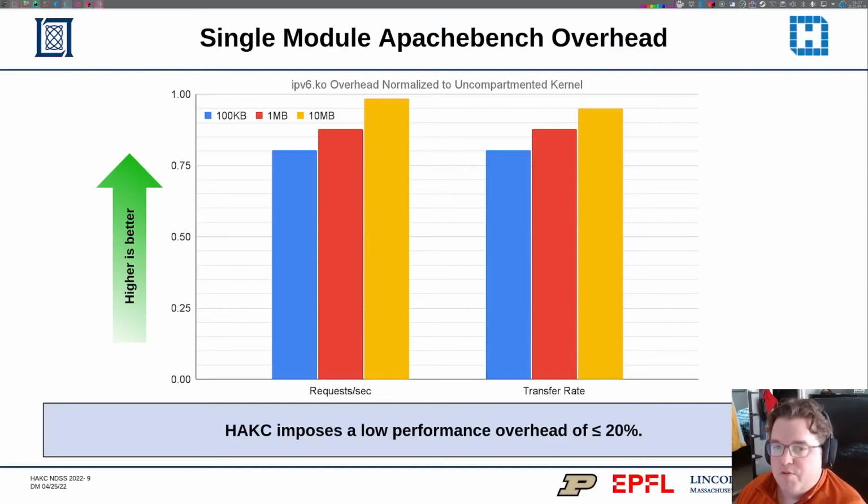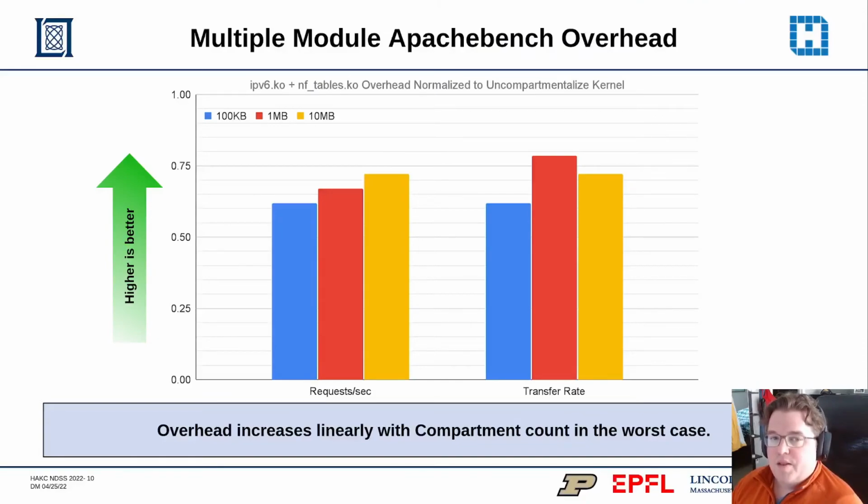Therefore, for small files, the TCP connection time dominates the full transfer time, while for larger files, that time is amortized. Repeating the same experiment with both the IPv6 and packet filtering active, we measure a linear overhead increase. However, we claim that this is a worst-case scenario, as both modules operate sequentially on the same data.